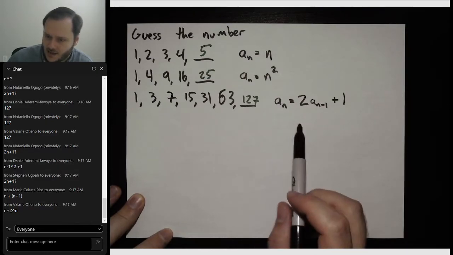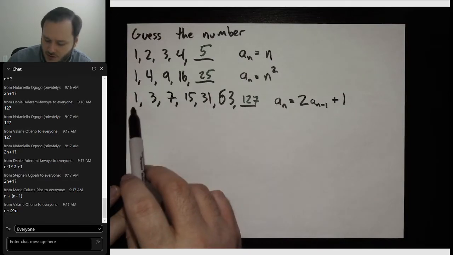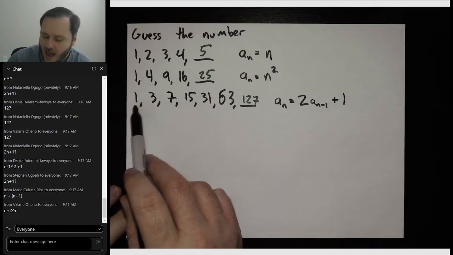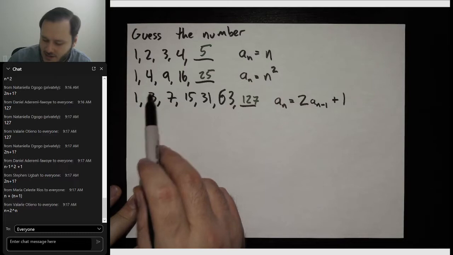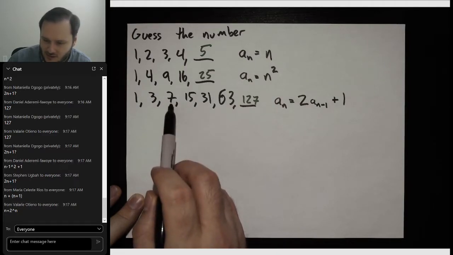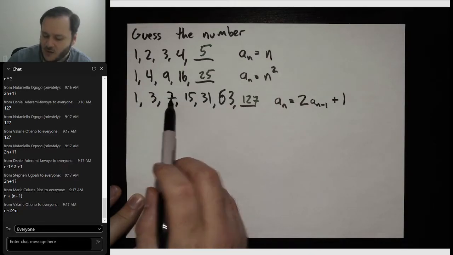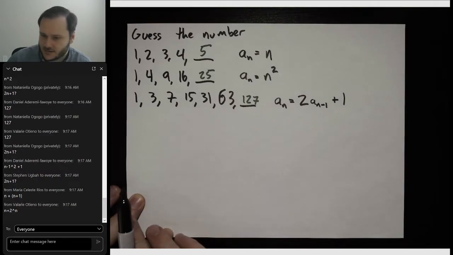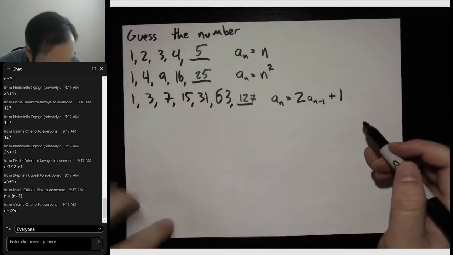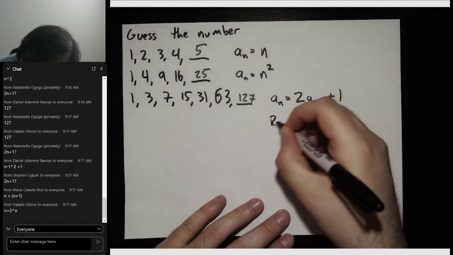If I take the previous number, I take 1, I double 1 and add 1, I get 3. I double 3 and add 1, I get 7. I double 7 and add 1, I get 15. So this is what we call a recursive sequence.